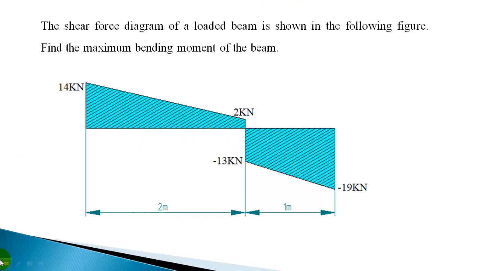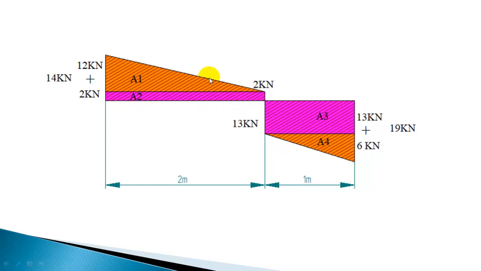Now to calculate the bending moment here, you can go for the area method. You can calculate the area of this, and that will give the bending moment here. Now this you can divide into two areas, one rectangle and one triangle. So I have divided this area into a rectangle and a triangle. The rectangle has an area of 2 kilonewton into 2 meter, so that is 4 kilonewton meter. So this area A2 is 4 kilonewton meter.